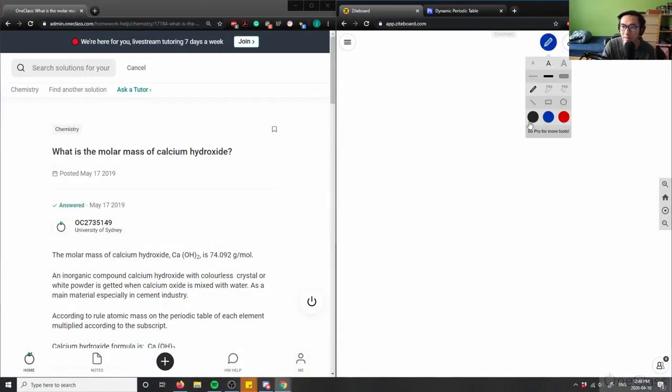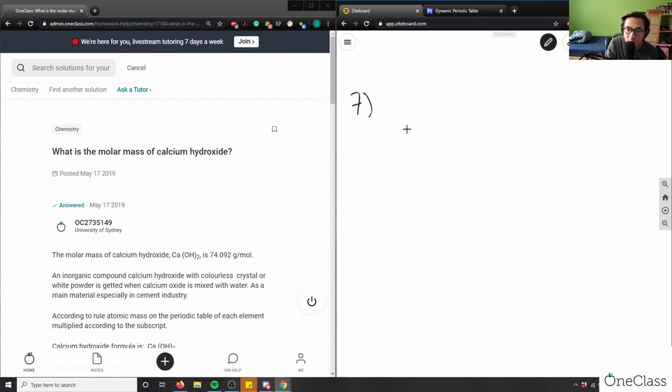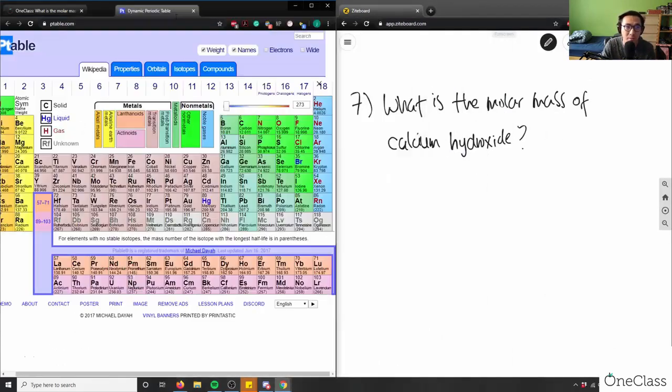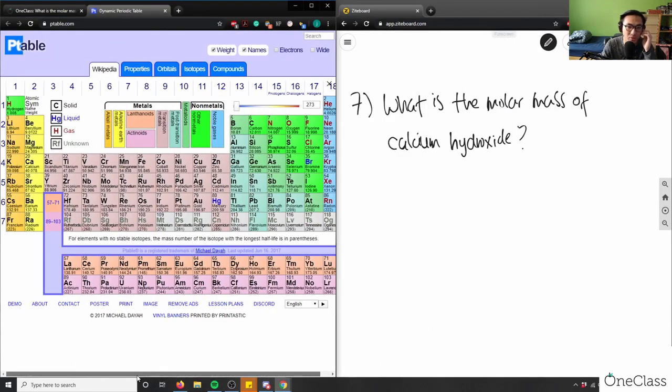And it says, what is the molar mass of calcium hydroxide? And again, when we talk about this concept of molar mass, as we talked about before, we're going to have to use our periodic table. So what is the molar mass of calcium hydroxide?